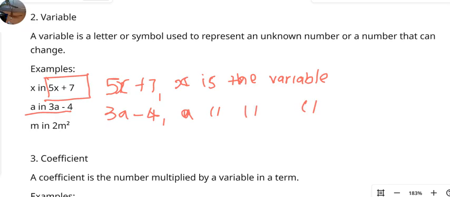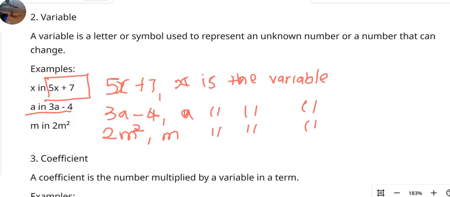Look at 2m squared. This is an expression, not complete, but that's an expression. In 2m squared, m is the alphabet there, right? M is the variable. That's it for variable.